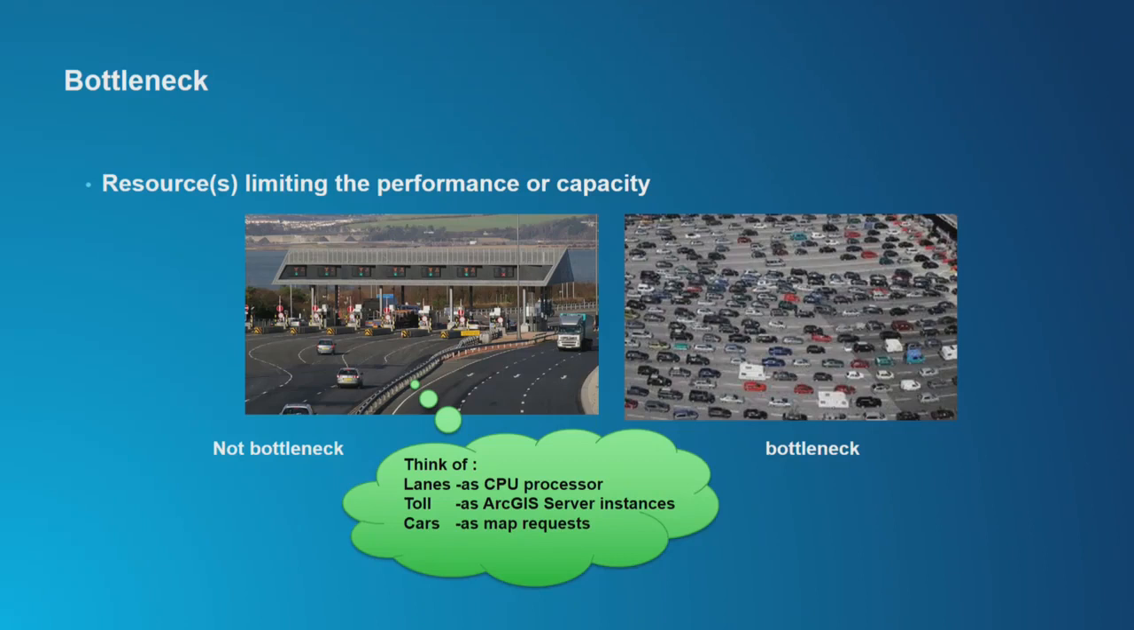So think about this. There's a toll booth, and we have only one toll booth open. So the CPUs, these lanes are like CPUs. We have big machines with 32 cores, but there's only one instance, one ArcGIS server instance open.